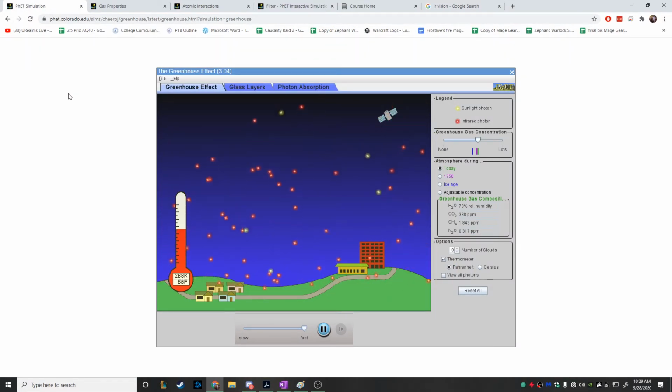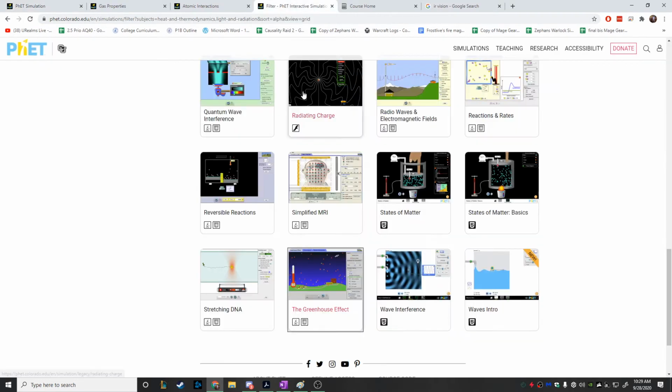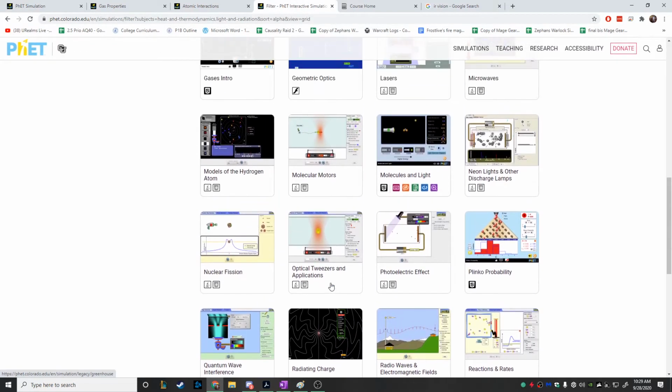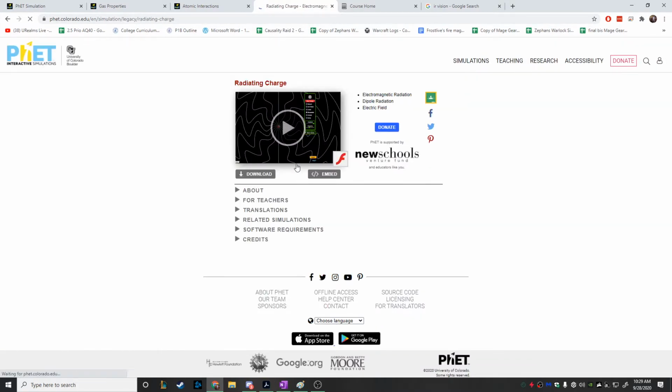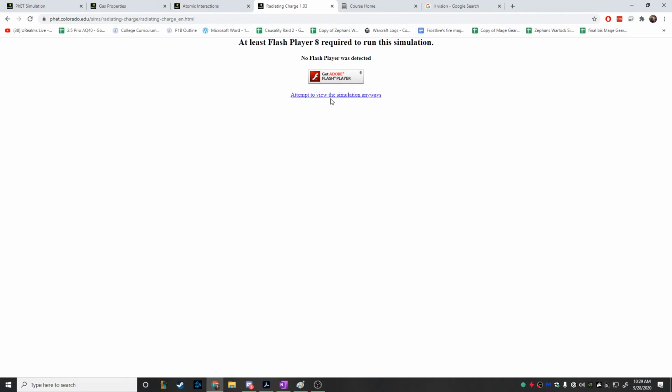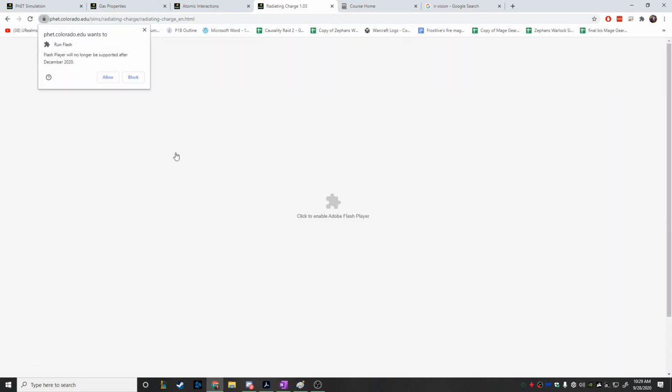So what I thought we would do is, this is for something different here, but there is a PhET simulation that I think does a really, really good job of describing how this works. This is it right here. So hopefully this will actually play.